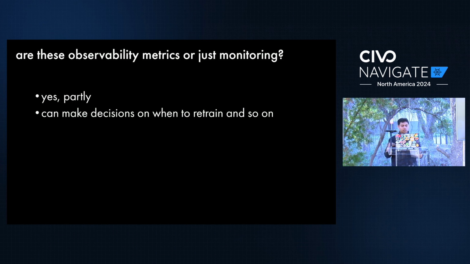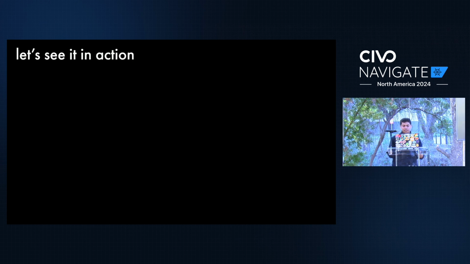So these distribution shifts are particularly observability metrics, and the other metrics we were talking about, eval metrics and feature distributions, those are mainly just monitoring metrics. So let's see it in action.